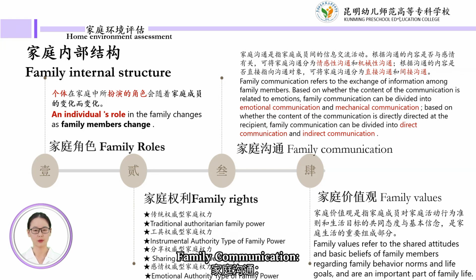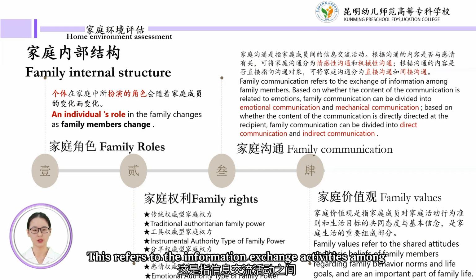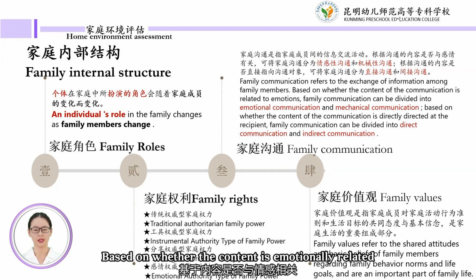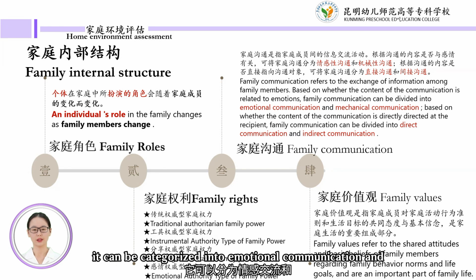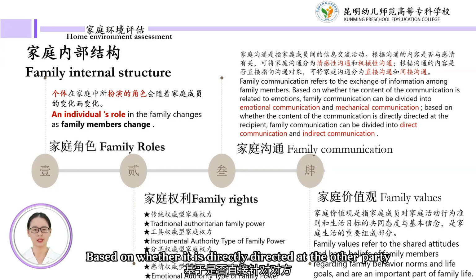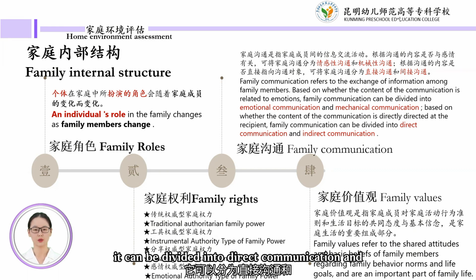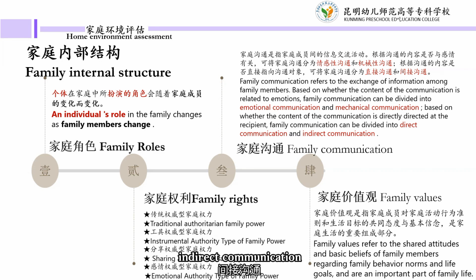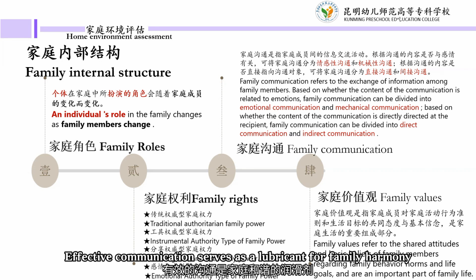3. Family communication. This refers to the information exchange activities among family members. Based on whether the content is emotionally related, it can be categorized into emotional communication and mechanical communication. Based on whether it is directly directed at the other party, it can be divided into direct communication and indirect communication. Effective communication serves as a lubricant for family harmony.